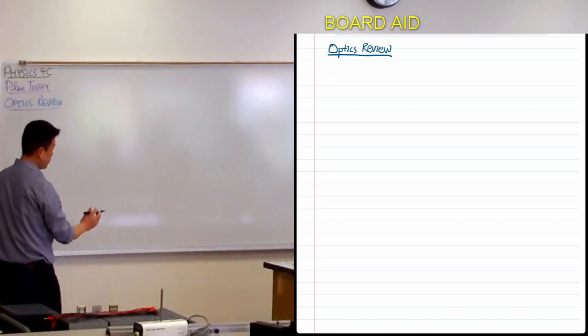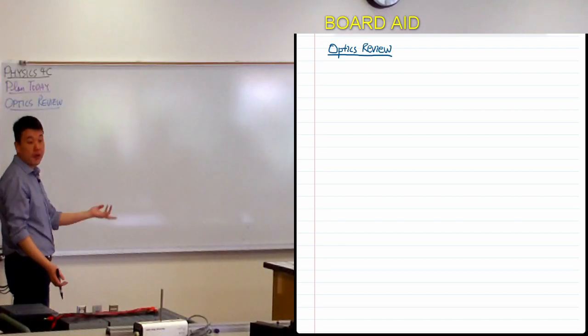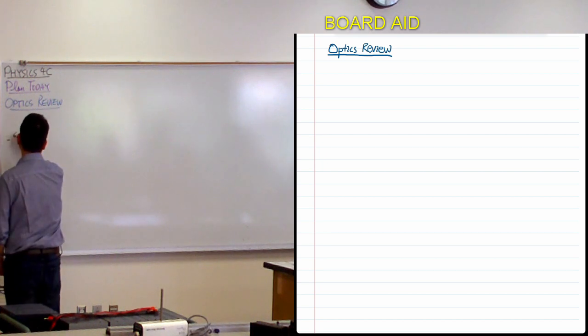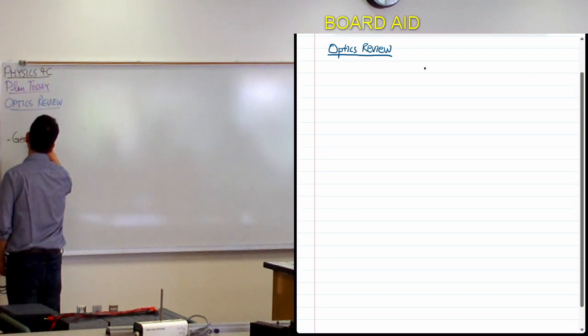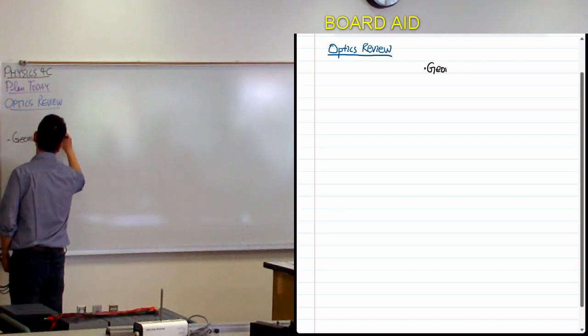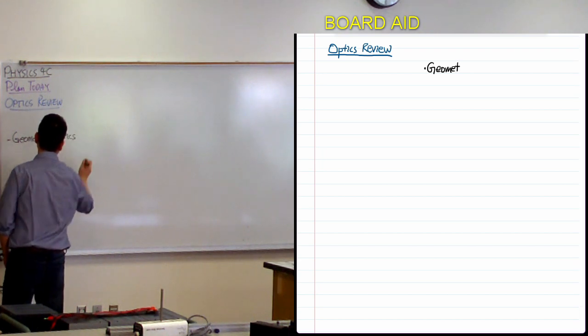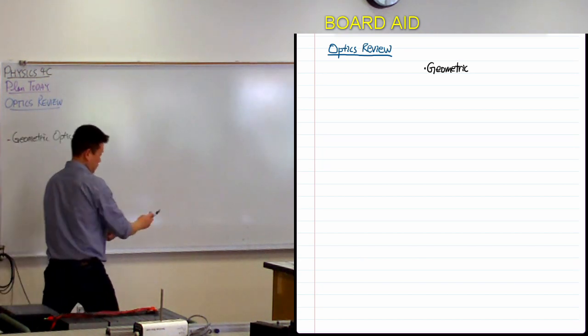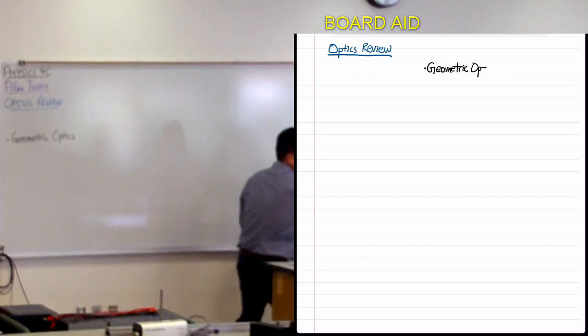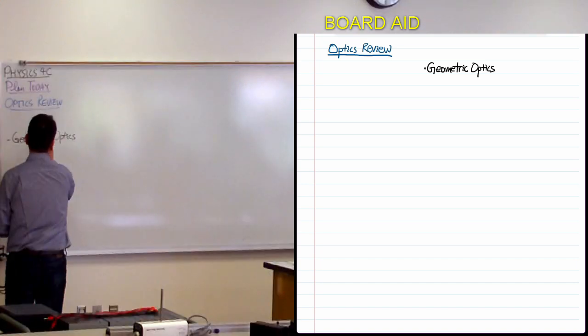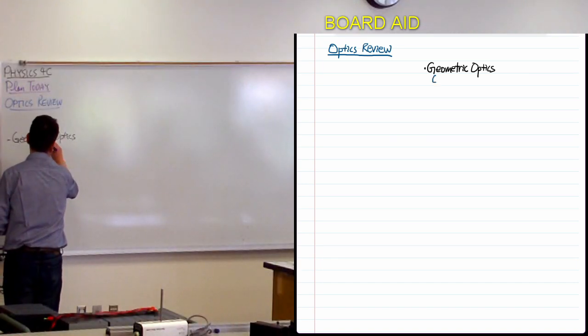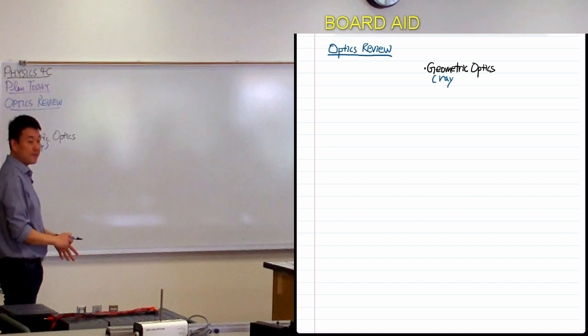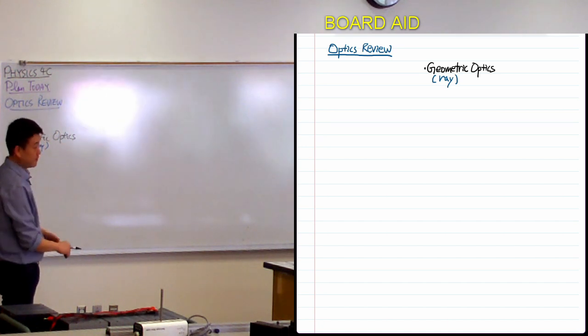The 2 big categories are essentially 2 different approaches to light. The geometric optics, that's what we spent a lot of time on. Sometimes this is also called ray optics. And once you draw diagrams, then it makes sense because you're drawing a bunch of rays.